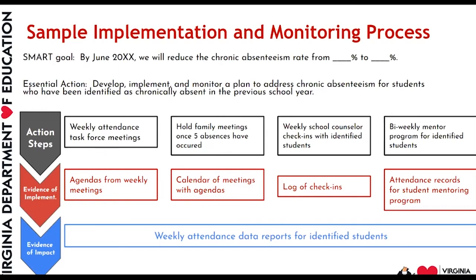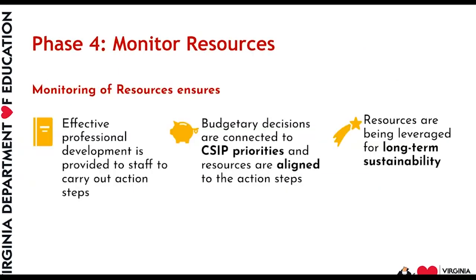So thank you, Rebecca. And now we pick up with phase 4, monitoring of resources. This ensures effective professional development is provided to staff to carry out action steps. There are many great plans and great interventions, but oftentimes we see that the training, the teaching of staff and the leader of the building is often lagging behind. And so many times, many great plans fall apart without that effective professional development.